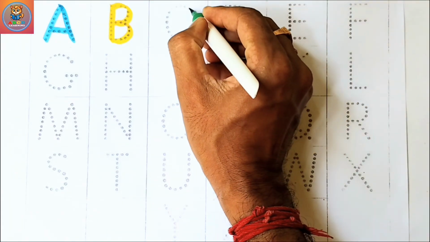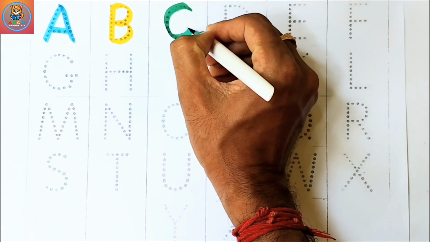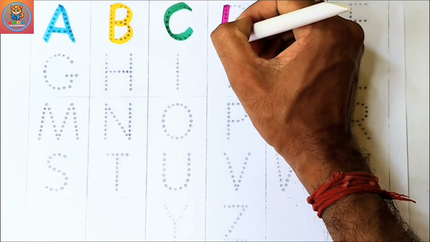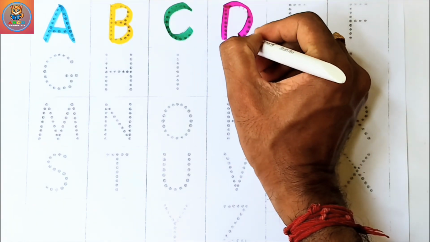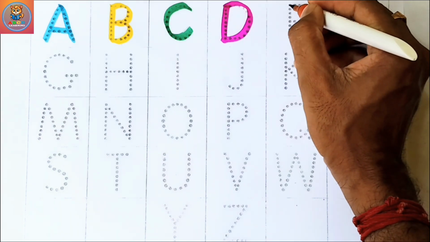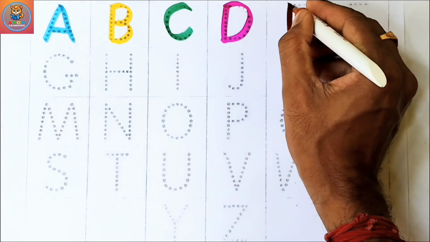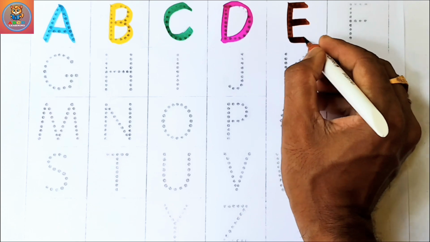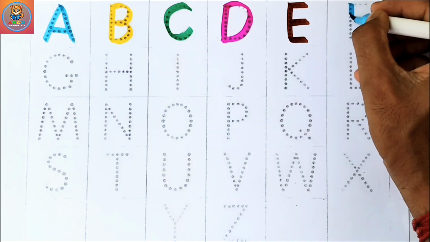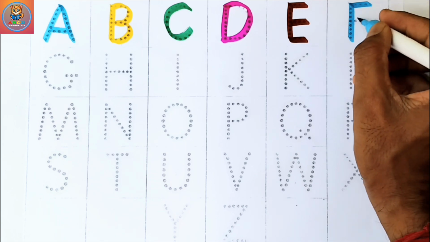A for apricot, A for apple, B for bear, B for banana, C for cat, C for cow, D for duck, D for dove, E for eagle, E for elephant, F for pig, F for finger.